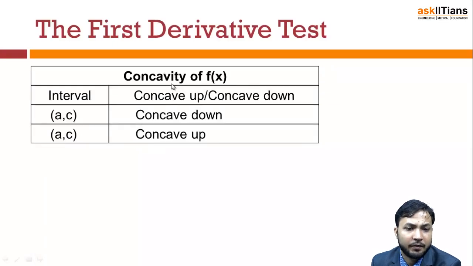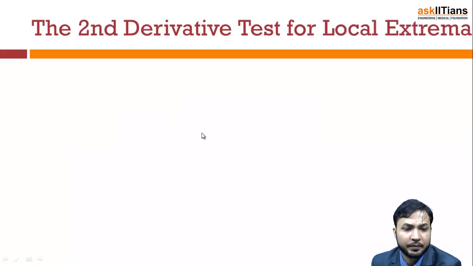Moving ahead, I have my first derivative test. In the first derivative test, what did we see? The concavity of a particular function f(x) during a particular interval AC was concave downwards and then concave upwards. Now let's move on to the next part, where we study the second derivative test for local extrema.